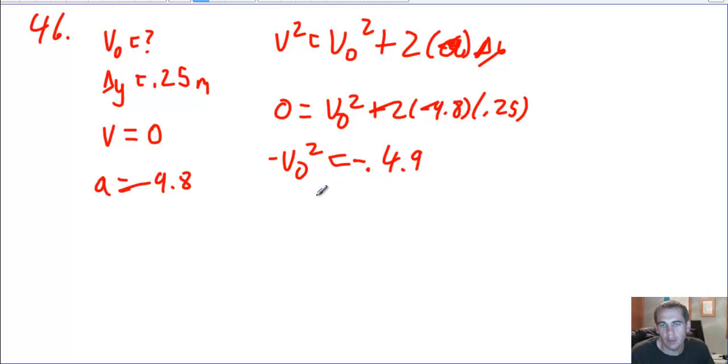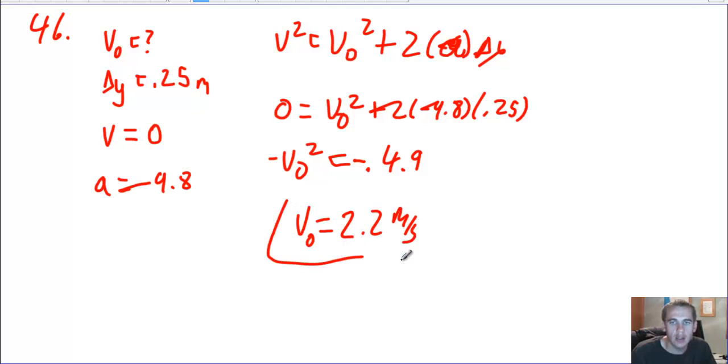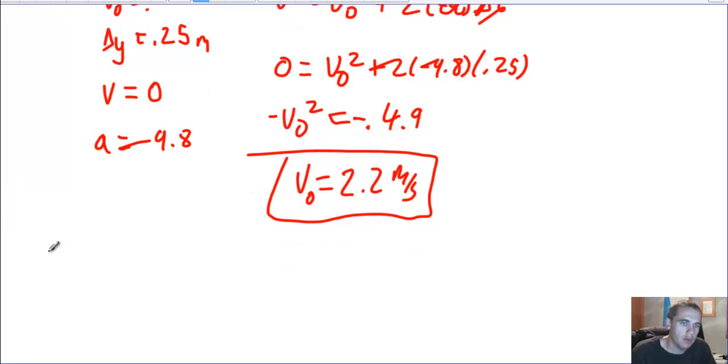And so now I've got a negative on both sides, so it's gone, so I can square root, and v naught equals the square root of 4.9, which is 2.2 meters per second. Okay? And it is positive because we did flip it up. Okay. Part B says, all right, how long is the coin in the air?